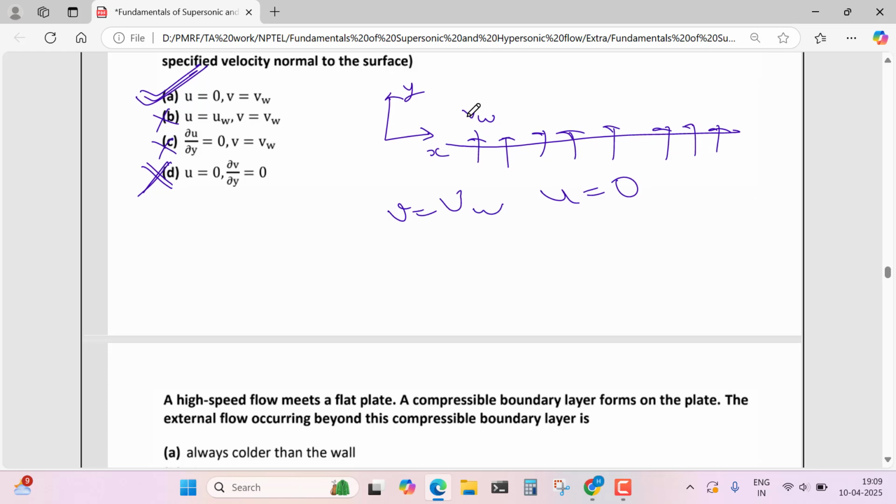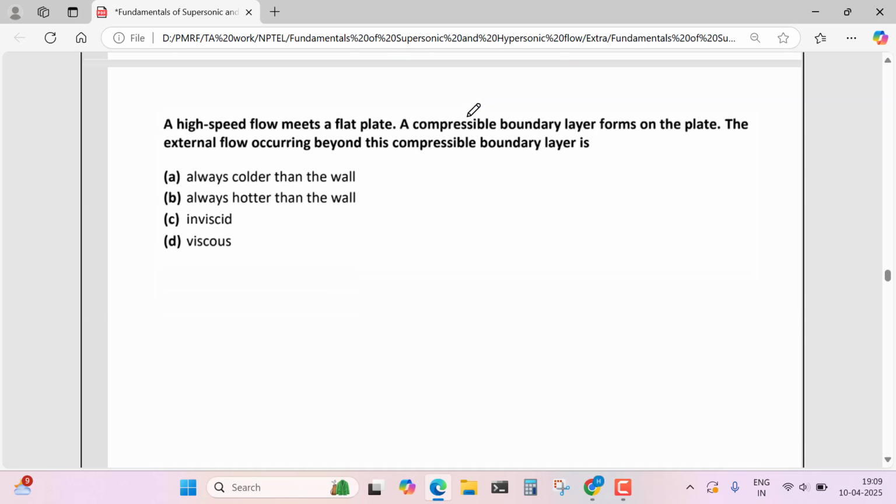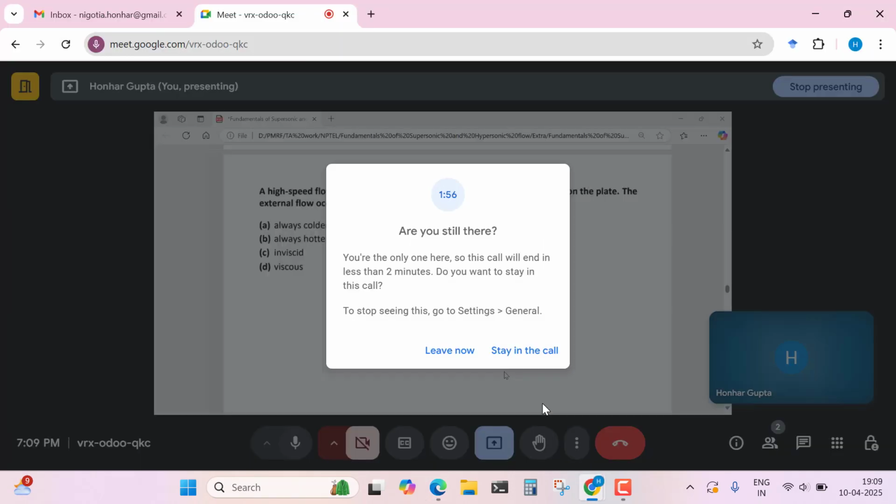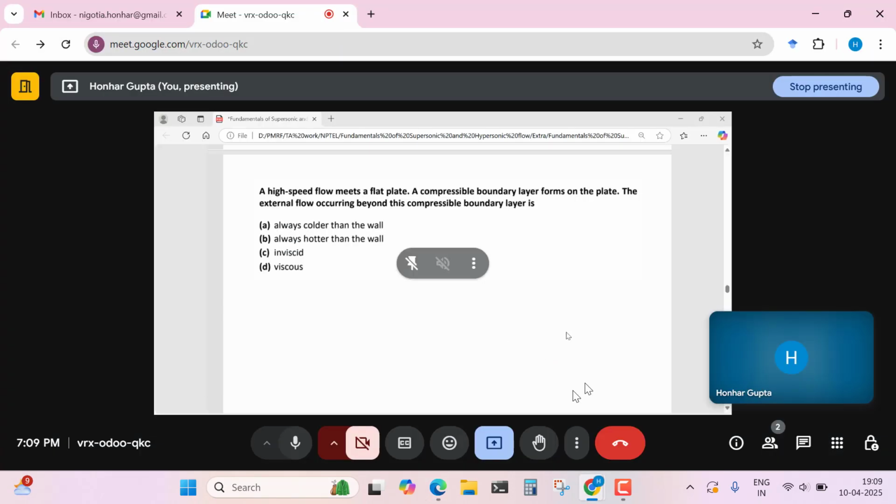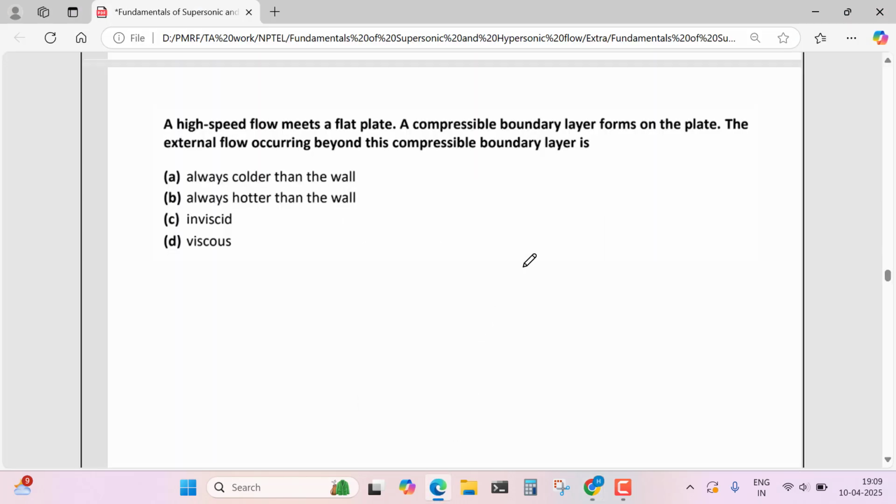Now let's see the next problem. A high-speed flow meets a flat plate. A compressible boundary layer forms on the plate. The external flow occurring beyond the compressible boundary layer is: Option A, always colder than the wall. Option B, always hotter than the wall. Option C, inviscid. Option D, viscous.